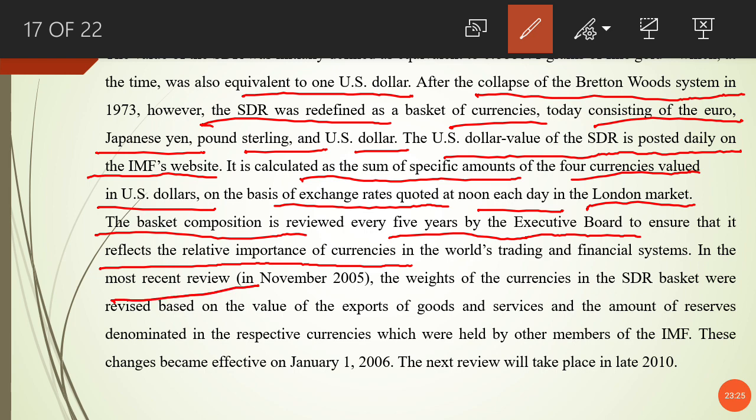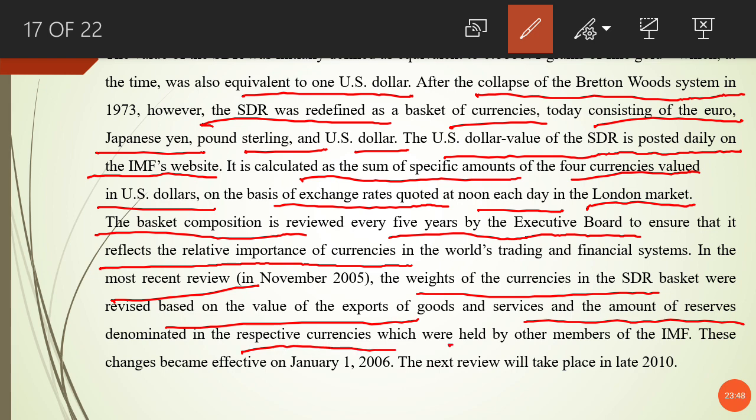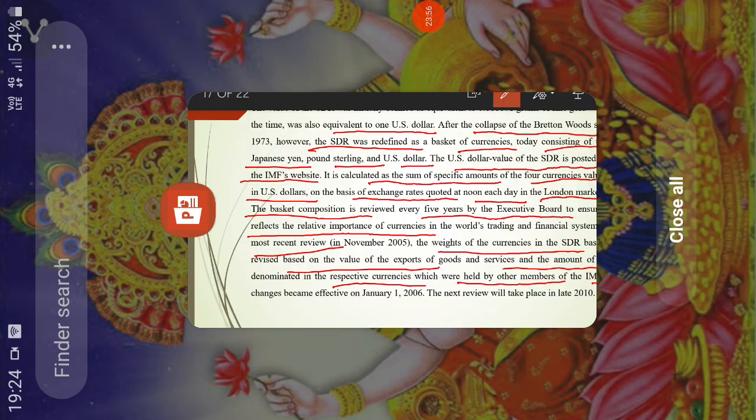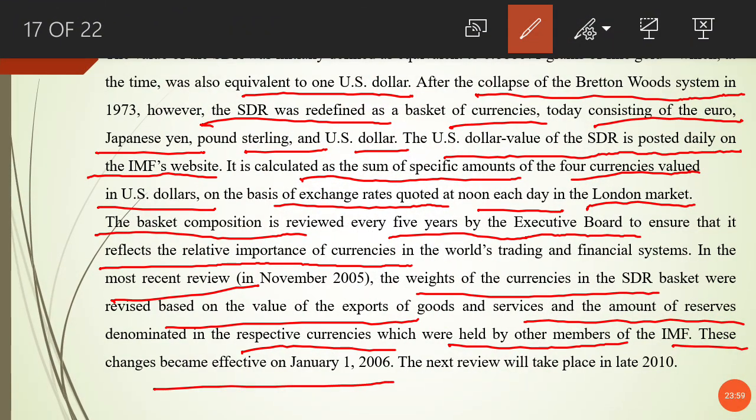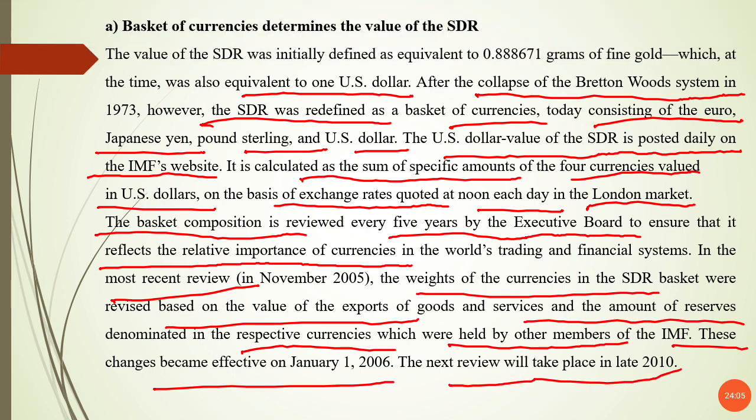In the most recent review in November 2005, the weights of the currencies in the SDR basket were revised based on the value of the exports of goods and services and the amount of reserves denominated in the respective currencies which were held by other members of the International Monetary Fund. These changes became effective on January 1, 2006. The next review will take place in late 2010.